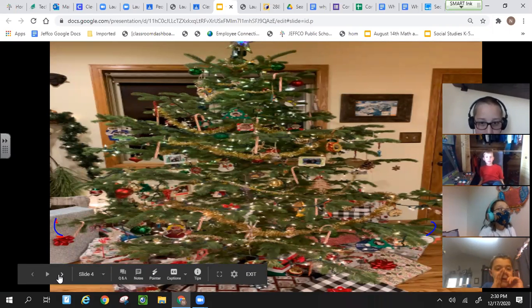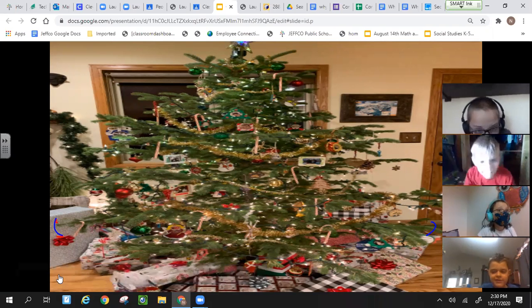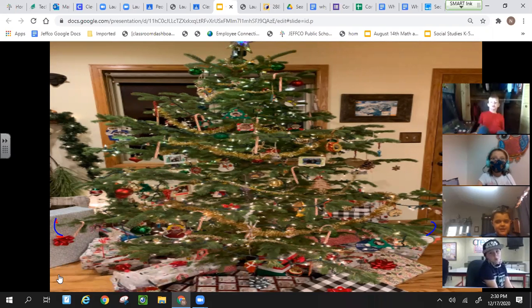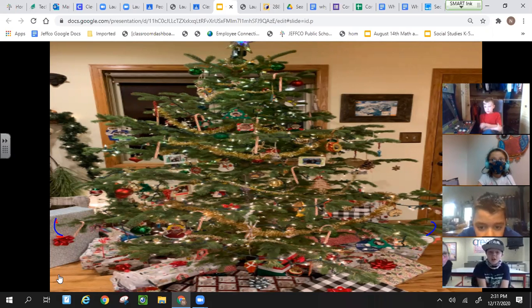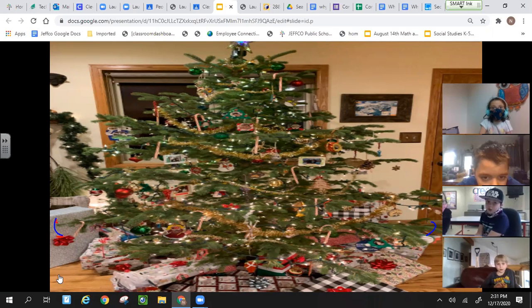I chose my Christmas tree to think of some data I could collect. Now, you guys don't have to do a Christmas tree, but this is my example. So I took a picture of my Christmas tree. It's not really quite that distorted looking. It's kind of wide there. And I decided to look at ornaments.